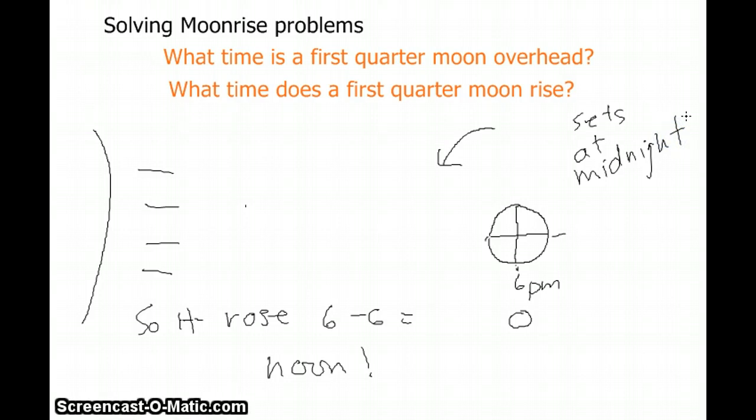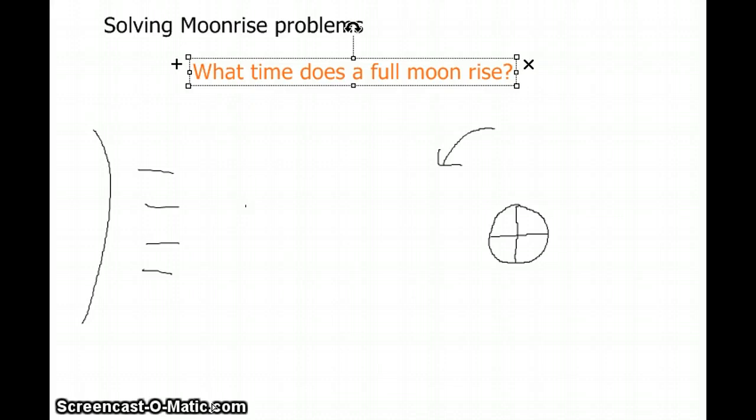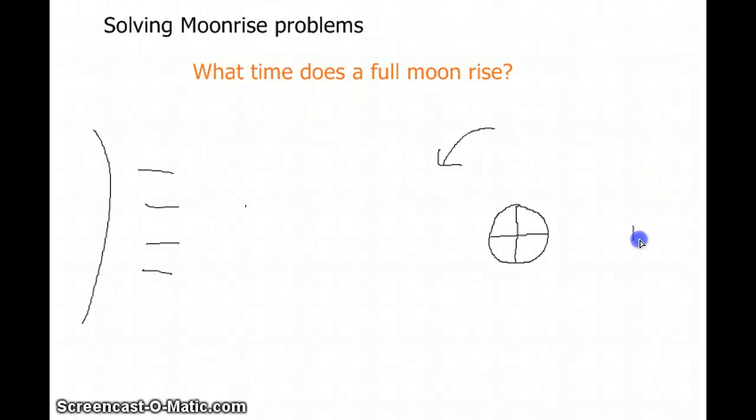Alright, so let's try the next question, see if we can work that one out same exact way. What time does a full moon rise? So see if you can sketch that one out. You might want to even pause the video. You've got the sun, you've got the Earth, and you put in the Moon if you know its phase, and you do know its phase. It's a full moon, so it's over here.